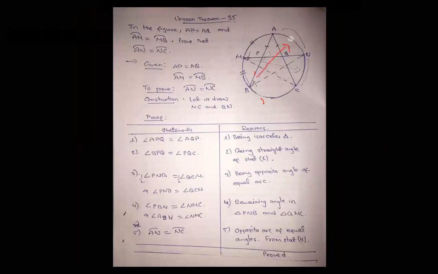It is AN. And the opposite arc of this is NC. That means the opposite arcs are equal to each other. Actually it is half double. But if the 2 and 2 and the half and half are cancelled, then they are going to be equal to each other. These two angles are also equal to each other. So it is the opposite arc of equal angles. So from statement 4, the opposite arcs are equal to each other.